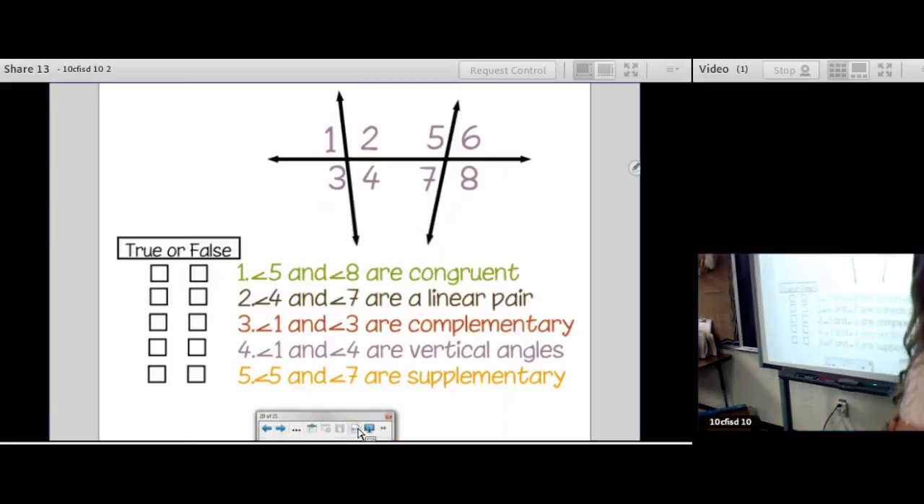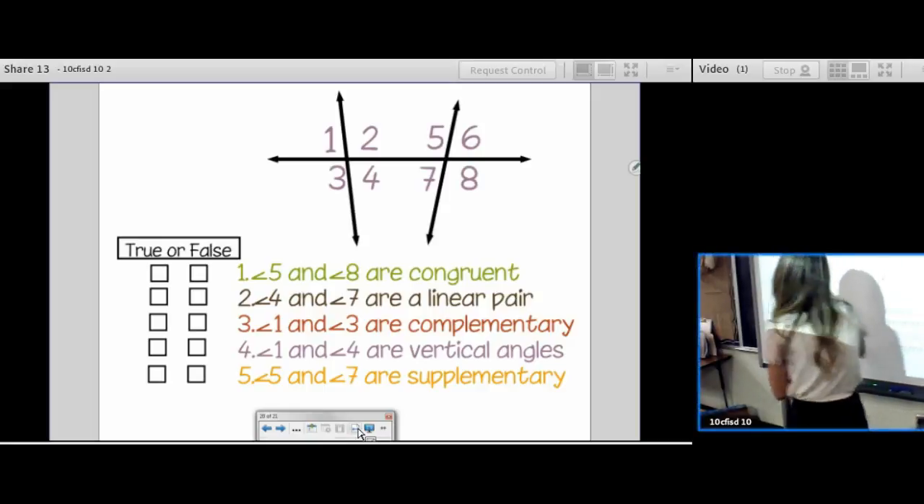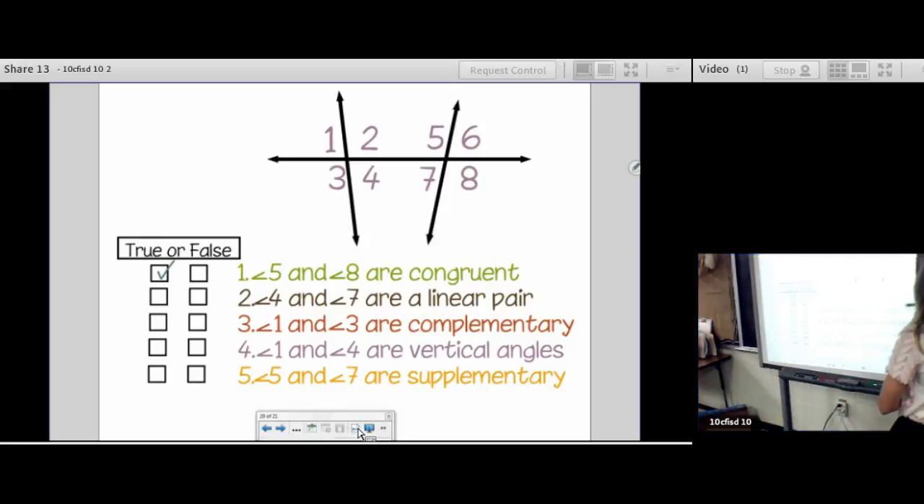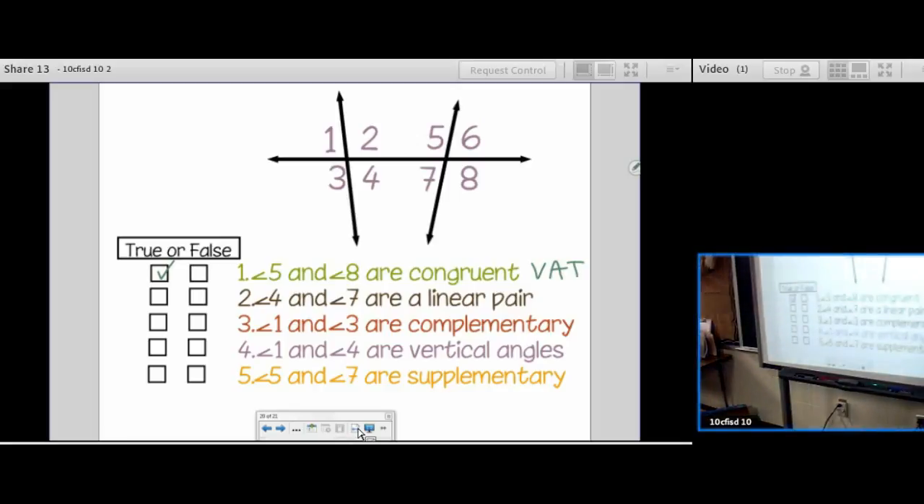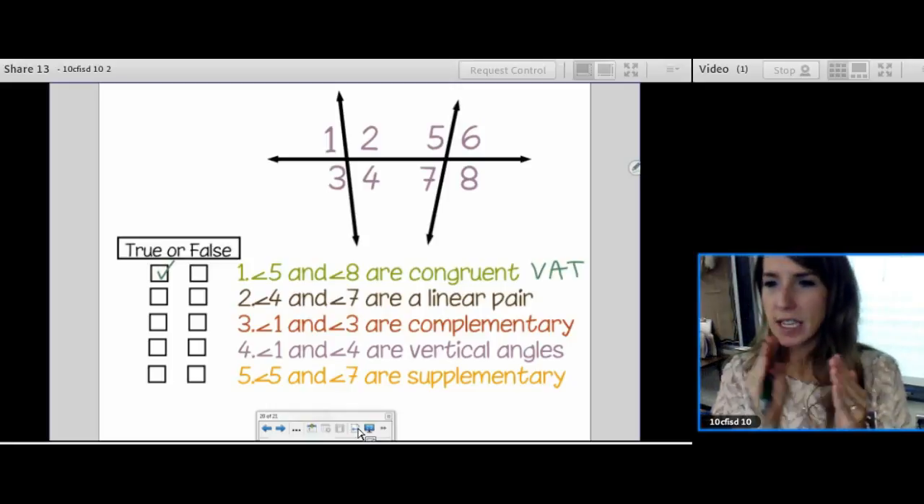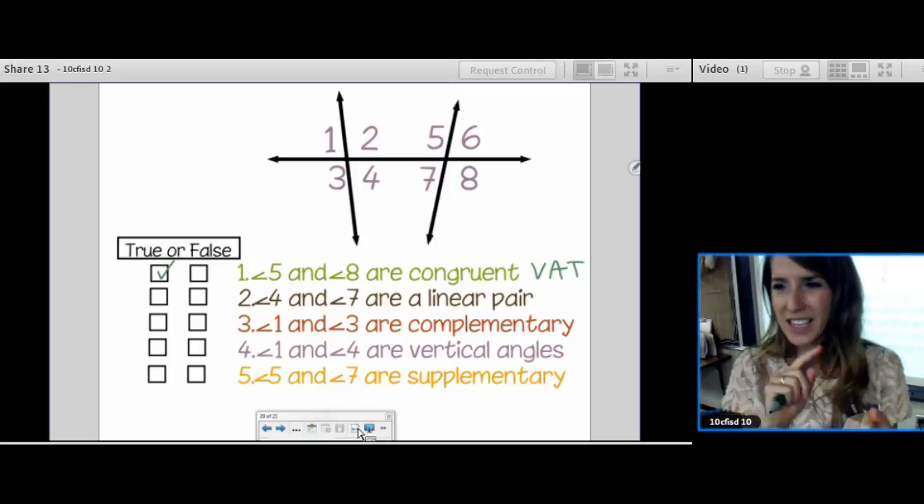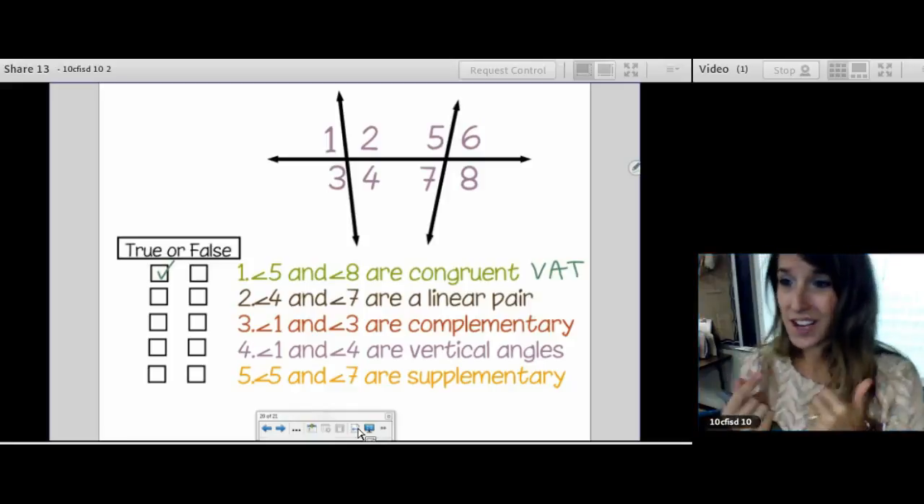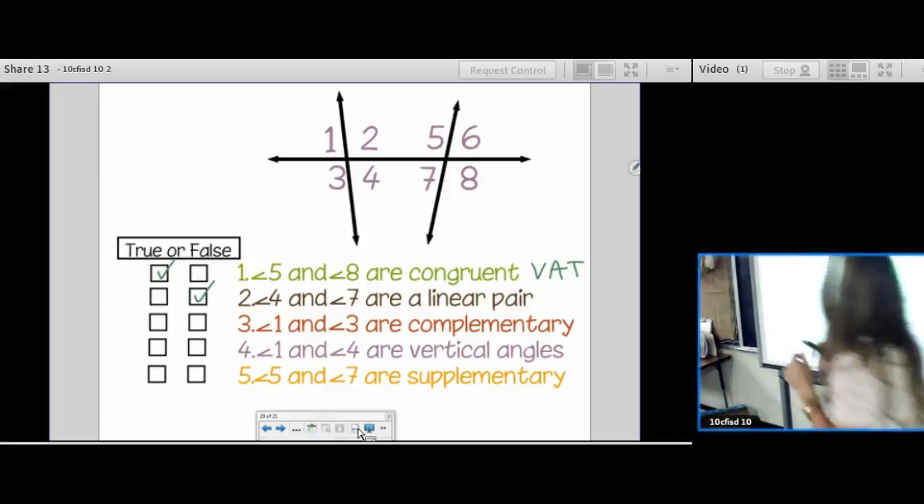Vocab practice. True or false? Angle 5 and angle 8 are congruent. What do you think? I'm going to go with true. Very good. And what's the reason? Vertical angle theorem. Right? Okay, next one. 4 and 7 are a linear pair. Let's think. Linear pairs are both adjacent and supplementary. Are 4 and 7 adjacent and supplementary? They're not adjacent. Okay? Very good.